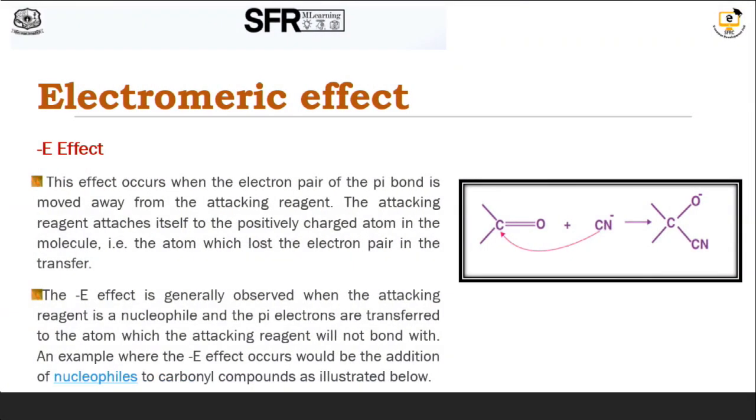And the minus E effect occurs when an electron pair of a pi bond is moved away from the attacking reagent. Here we can notice that when a cyanide ion comes to the carbonyl group and attacks the carbon, the carbon oxygen bond is automatically polarized. So, the minus E effect is generally observed when the attacking reagent is a nucleophile and the pi electrons are transferred to the atom which the attacking reagent does not bond with. So, in the minus E effect there will be addition of nucleophiles. All the nucleophilic addition reactions involve this minus E effect.